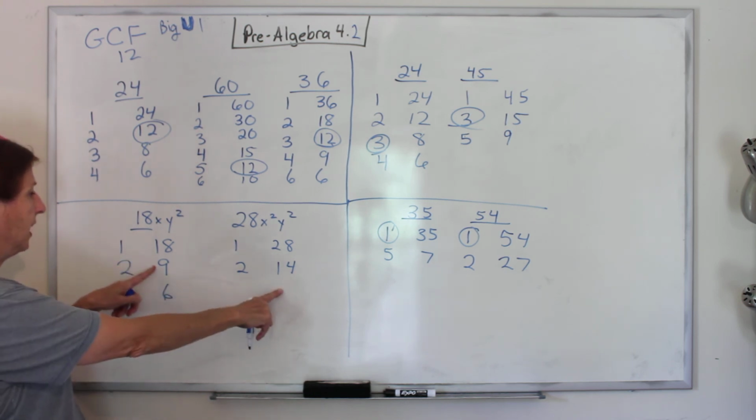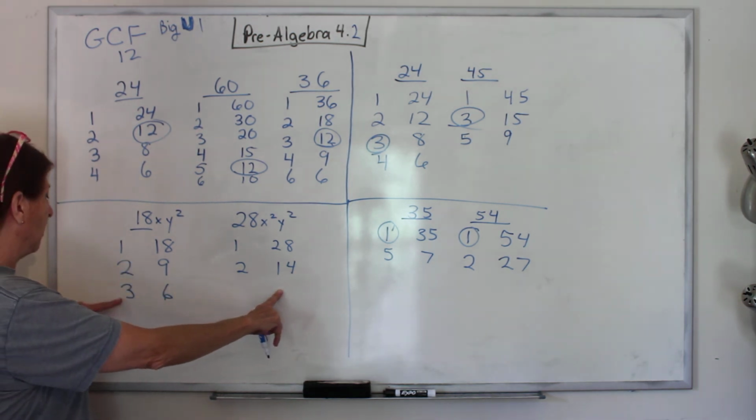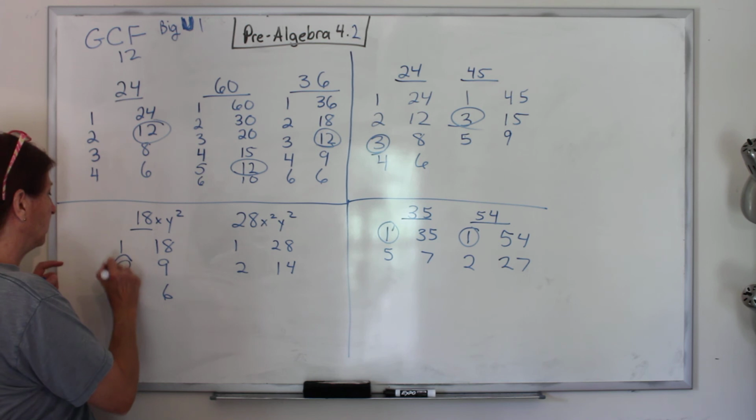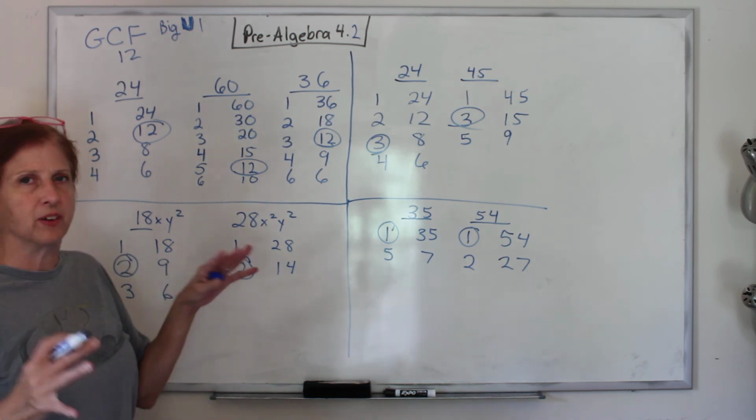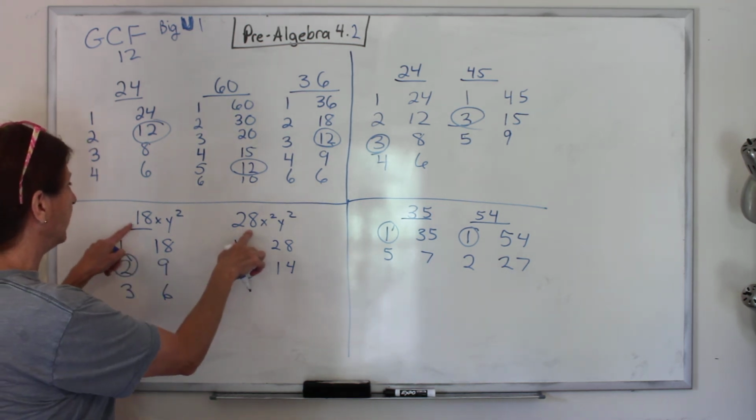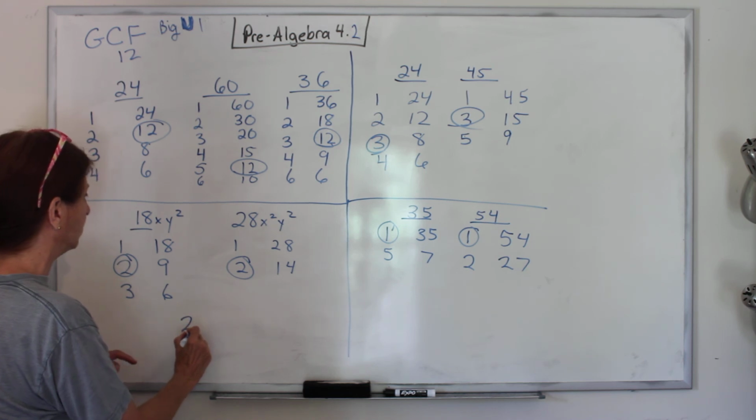18 over here, no. 9 over here, no. 6 over here, no. 3 over here, no. 2. 2 is it, and 2 is it. So even if I missed one, 2 is it. So for these two, the greatest common factor is 2.